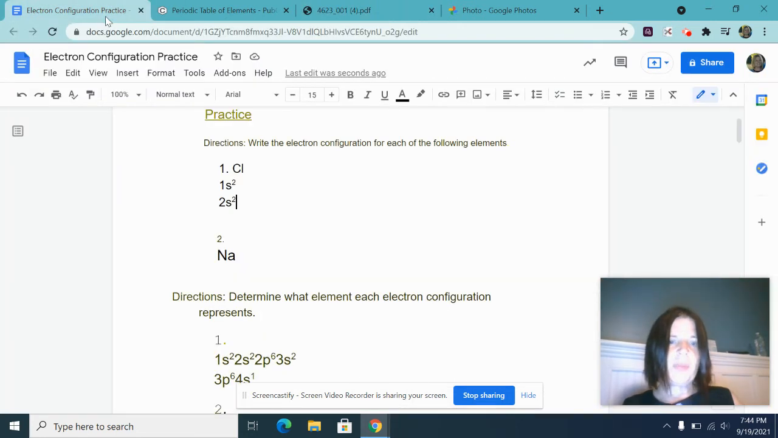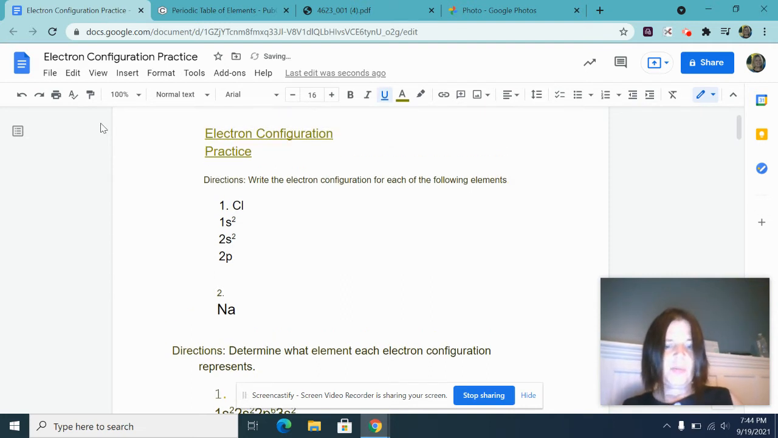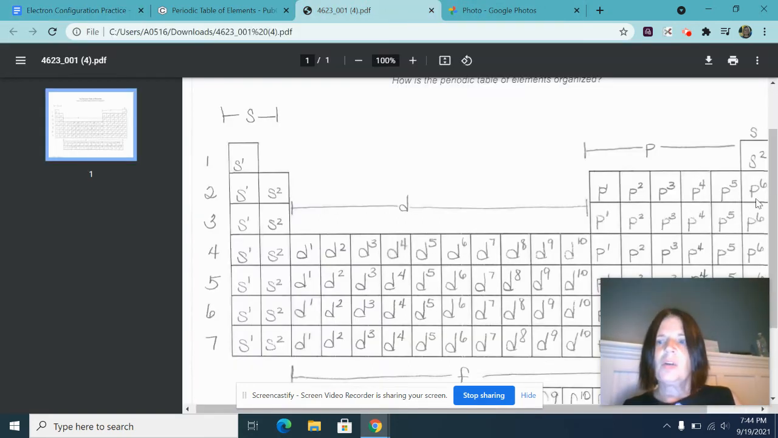Right, so I'm going to actually put that in. Nope, it's not going to let me keep it there. So my next grouping of 3, yikes, is going to be 2p and then 6. And then we are done with the first 10 elements, so the first 2 rows. But we are still not to chlorine.